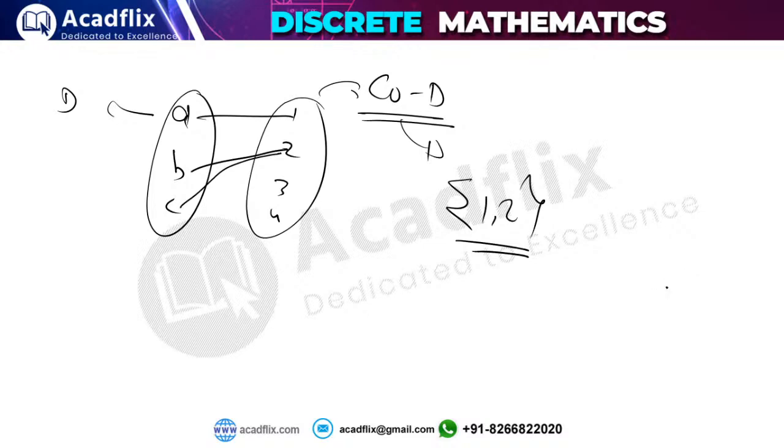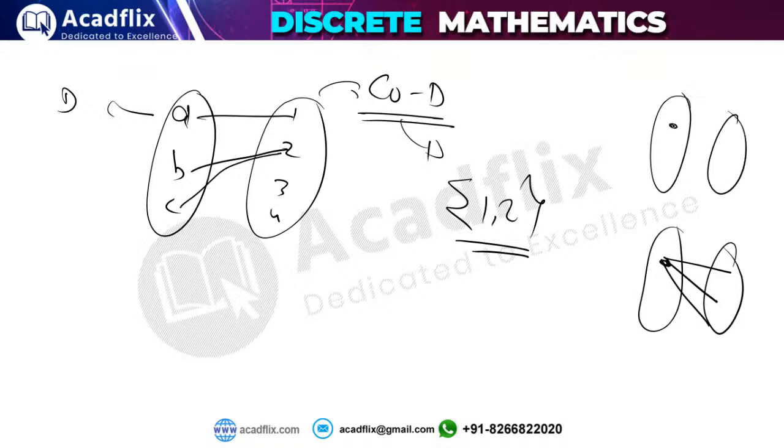Nidhi, every element should relate to exactly one element. See, B is related to exactly one element, that is 2. C is related to exactly one element, that is 2. This should not happen, this type of situation should not happen. But this type of situation can happen.